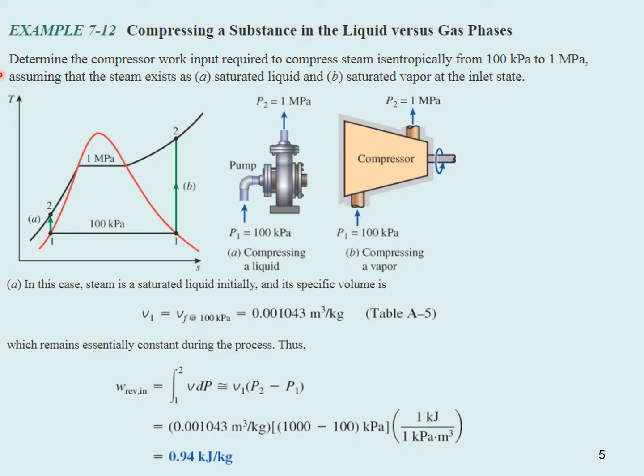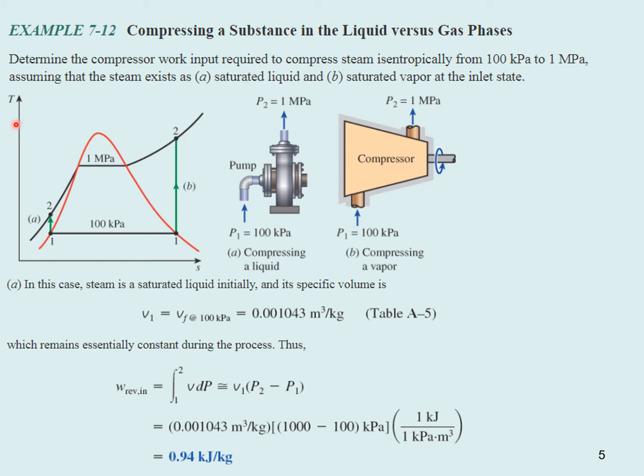Let's take a look at this using Example 7-12, compressing a substance in liquid versus gas phases. Determine the compressor work input required to compress steam isentropically from 100 kilopascals to 1 million pascals, assuming the steam exists as A, a saturated liquid, and B, a saturated vapor at the inlet state. So here shows a picture of the pump. We need a pump to compress a liquid or a compressor to compress a vapor. You can see both of them are coming in at 100 kilopascals and exiting at 1 million pascals.